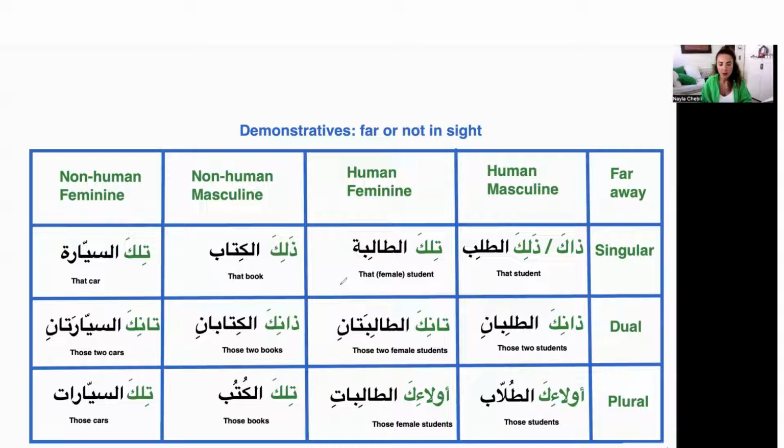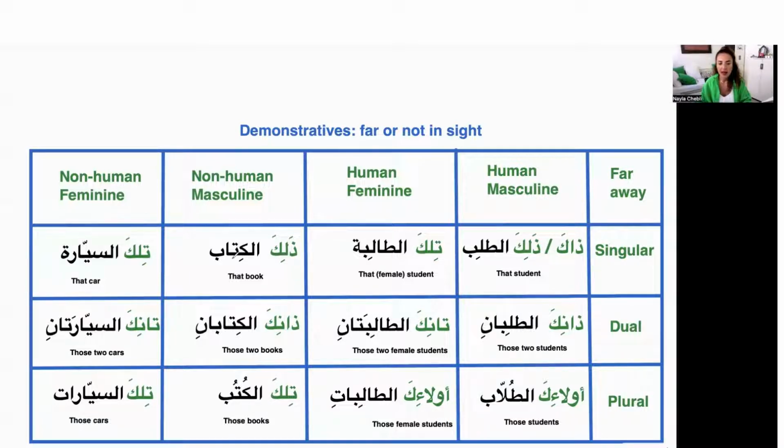That female student. Non-human masculine. My object is a book. That book is ذلك الكتاب. Again here, or ذاك. By the way, both of these you could have used for الكتاب, because whether it's human or non-human doesn't matter when it's singular. What matters is the gender.